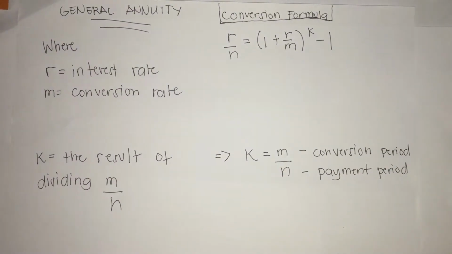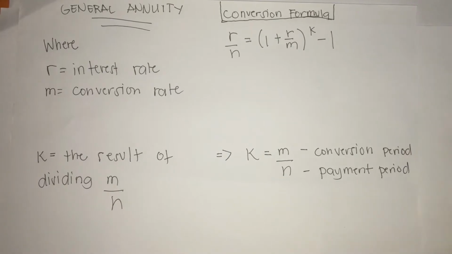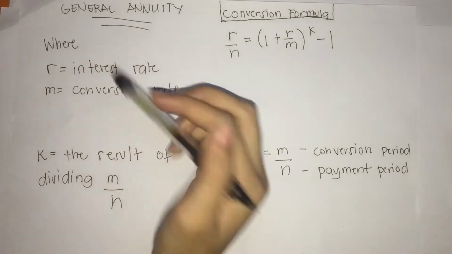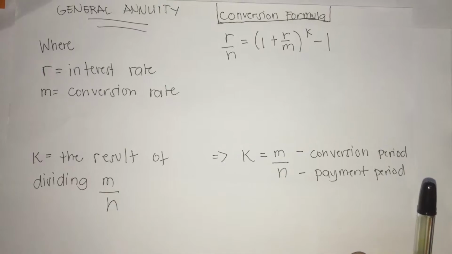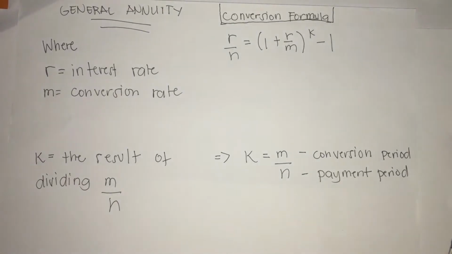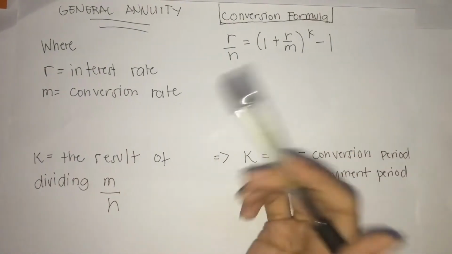So, on the next topic, we will now discuss the second lesson, which is general annuity of future value and present value. Take note, there are some variables interchanged, so watch and listen carefully.